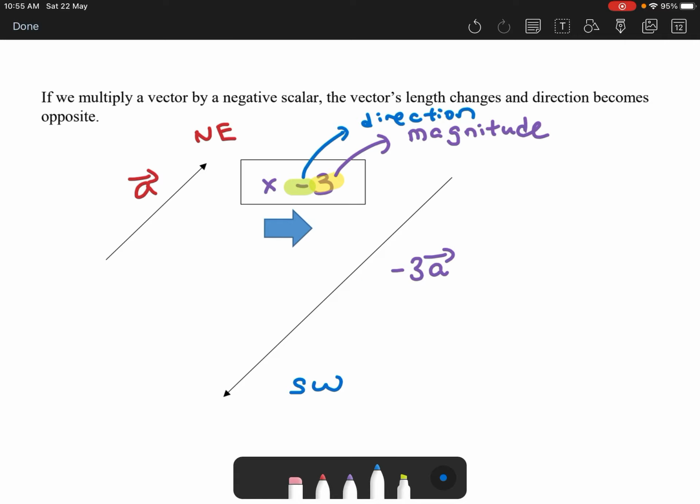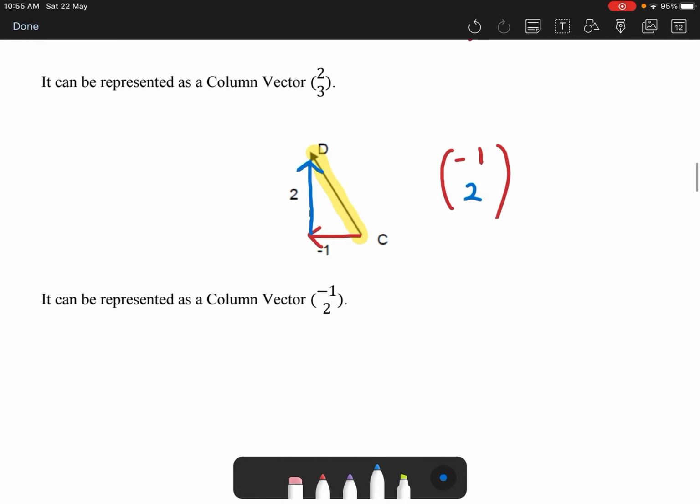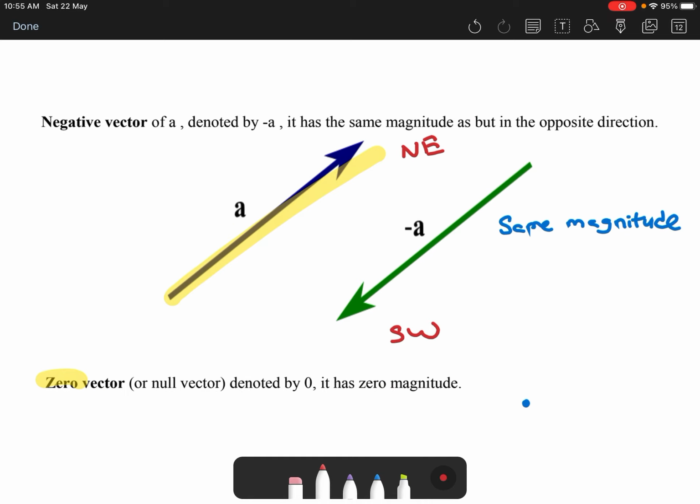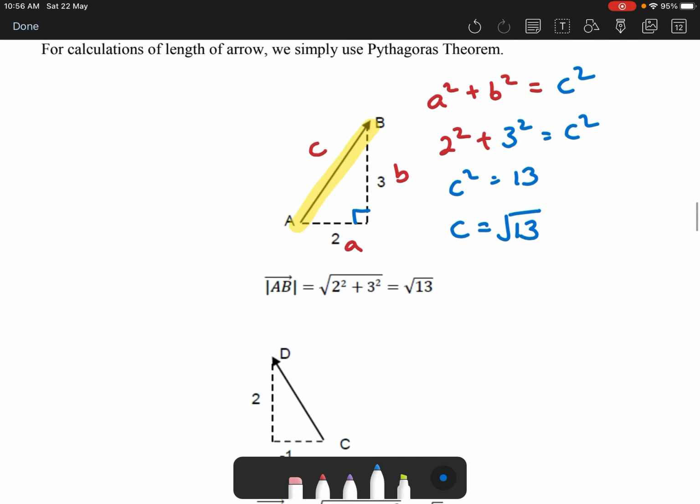Just that negative vector, let's go back. Okay, so for a negative vector, it's just multiply by negative 1. So negative, you change the direction, but you multiply by 1, right? Anything multiplied by 1 is still the same length. Yeah. Okay, so let's go back to here.